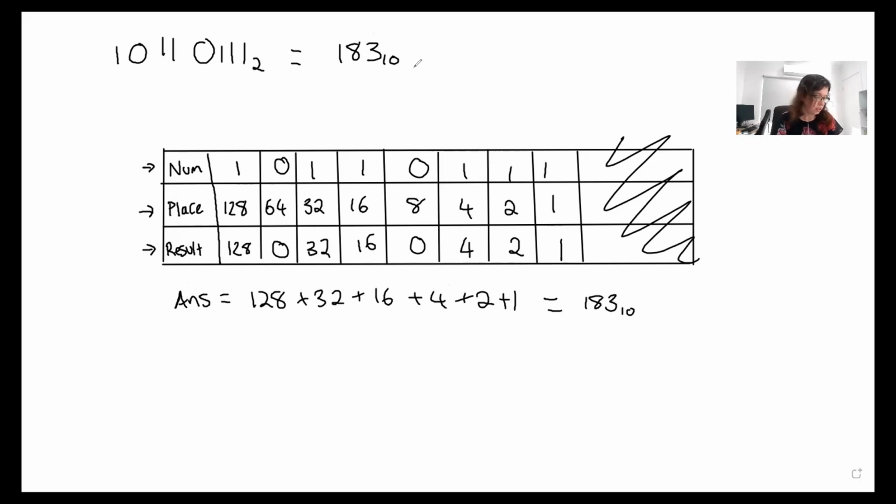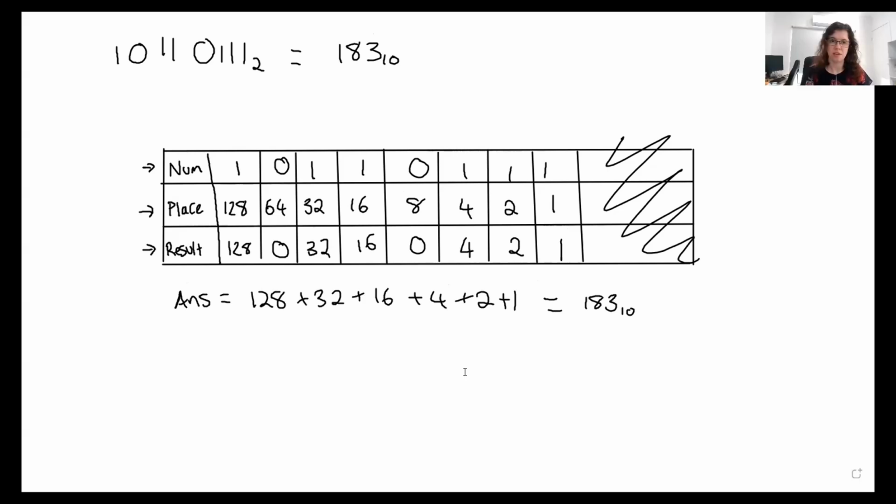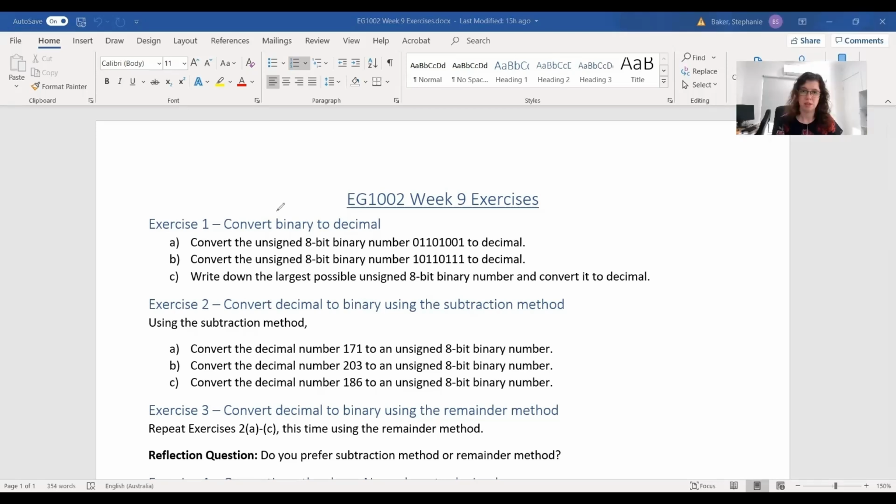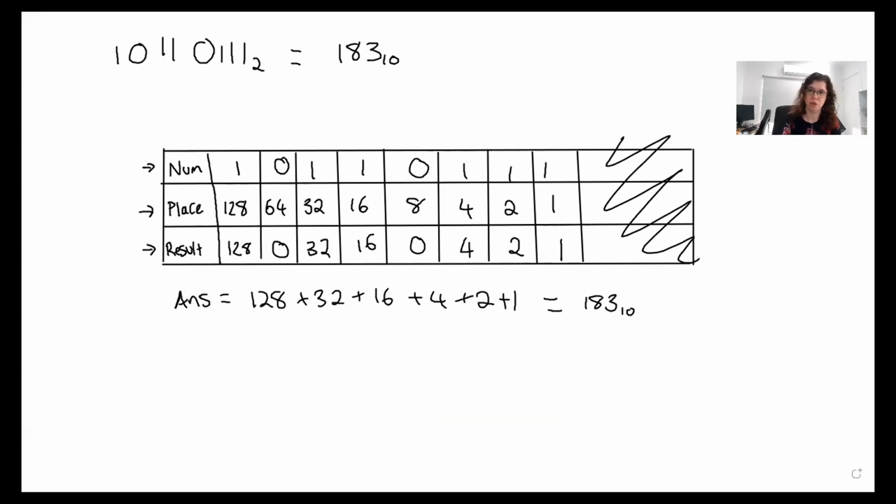And then question C asked us to work out what the largest number is that could be represented using an 8-bit number. I'll just share that screen again so you can see the question. So write down the largest possible unsigned 8-bit binary number and convert it to decimal. So this question is pretty much looking at what can we do to make this as big as possible, and the answer is to turn on all of the bits. So again, I'll just keep the table from before so that we don't have to go through it all again.